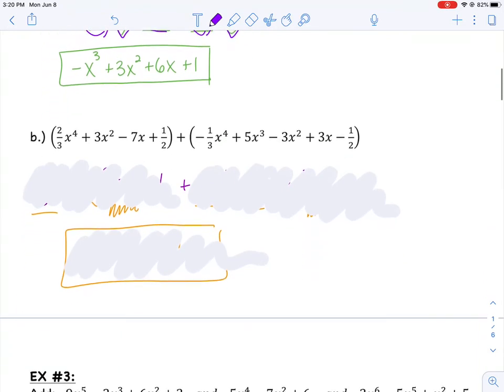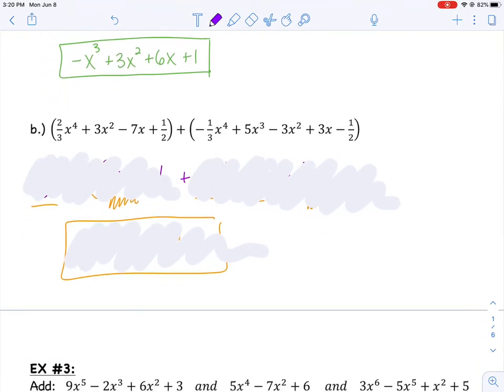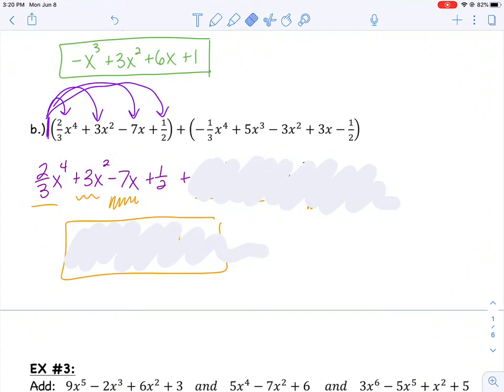Let's do another one. In B, we have two different polynomials that we want to add together. So what we want to do first is get rid of these parentheses by distributing the numbers in front. It looks like, again, there's an invisible 1. So what's 1 times 2/3? What's 1 times 3? What's 1 times negative 7? And what's 1 times 1/2? I ended up getting 2/3 x to the 4th plus 3x squared minus 7x plus 1/2.